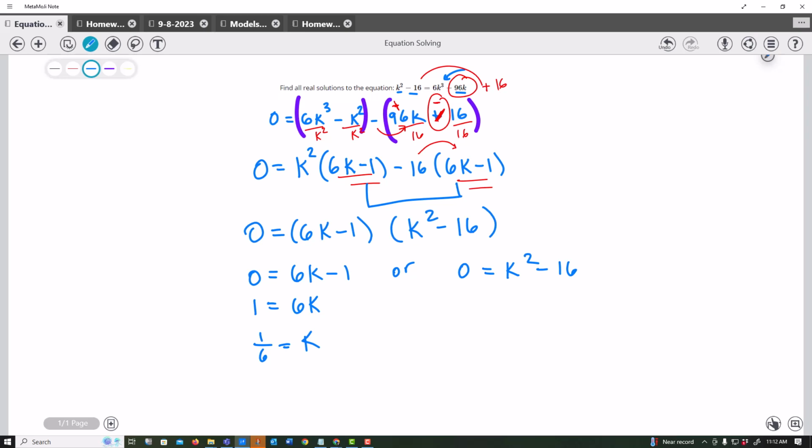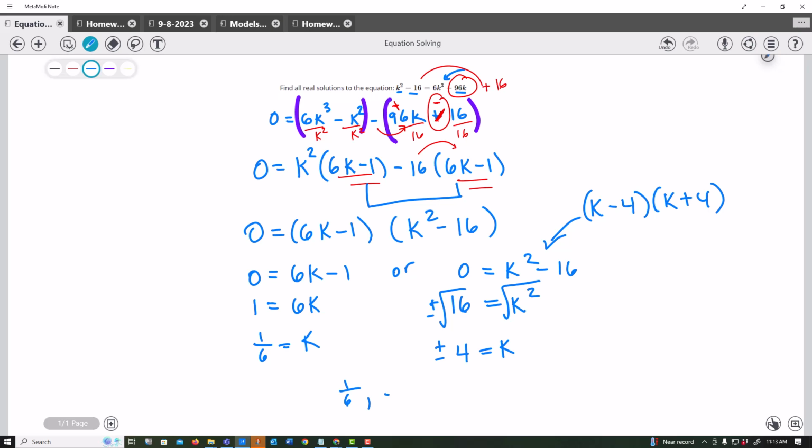And then this one, however you work these, students tend to work them different. You can work it this way, k squared, and then you can square root, but please remember to plus or minus. Okay, some students work it like this, that they factor that out. Same thing, you're going to get the same answer. So you're going to get plus and minus 4. So your answers are 1, 6, negative 4, and 4.